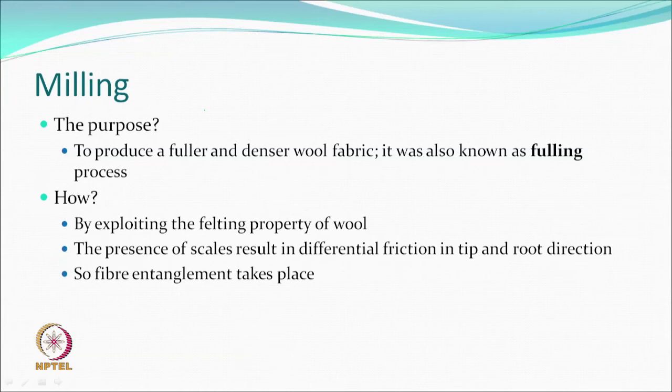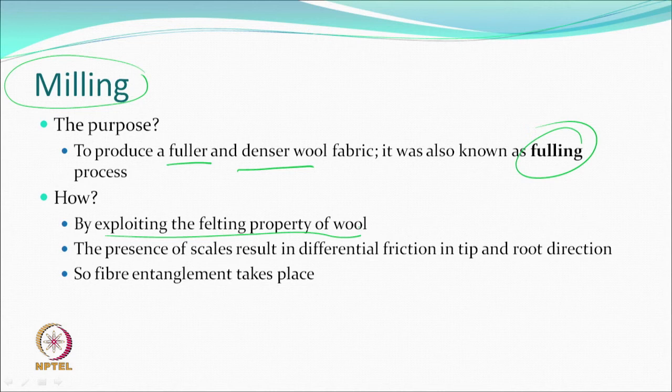You must have seen it. Have you used a woolen blanket? So this woolen blanket is produced by a process called milling. This is, in a way, a finishing process. And what are we doing? We want to make a fuller, denser wool fabric like a blanket. Sometimes milling is also known as fulling. And how do we do it? By exploiting the felting property of wool. So the thing which we said is going to cause problems is the one which you like to use so that you get a better product, which is called a blanket or a felt.